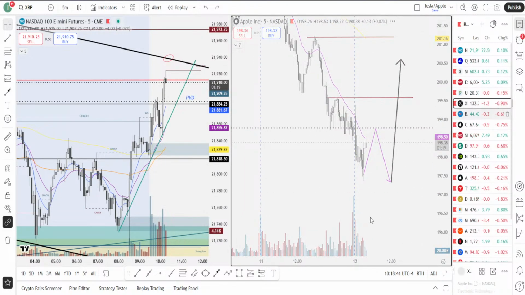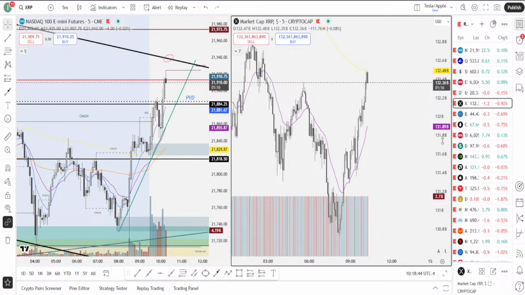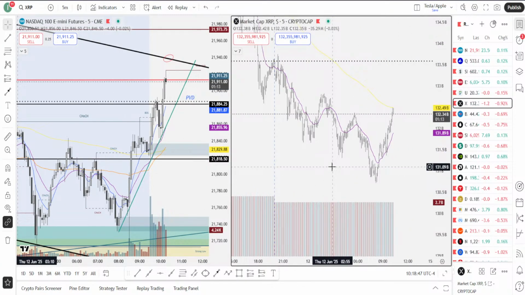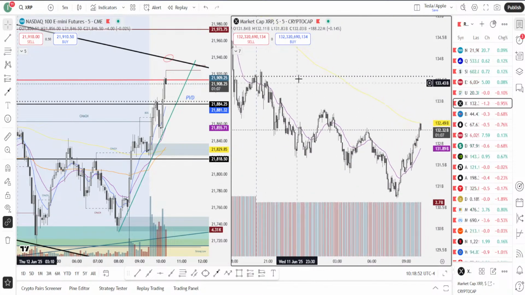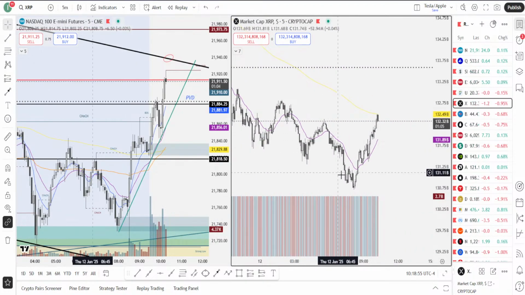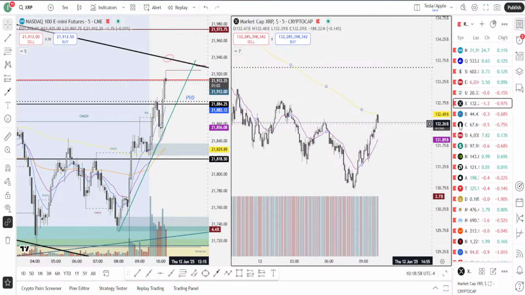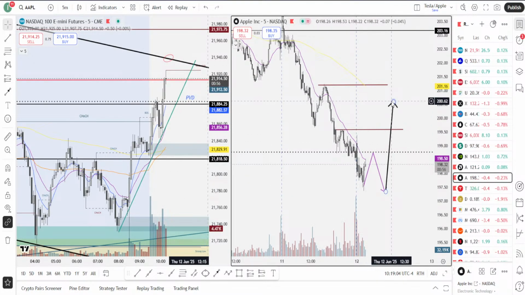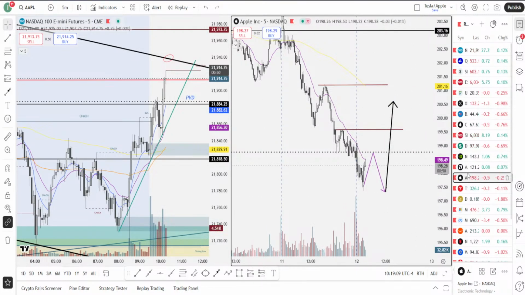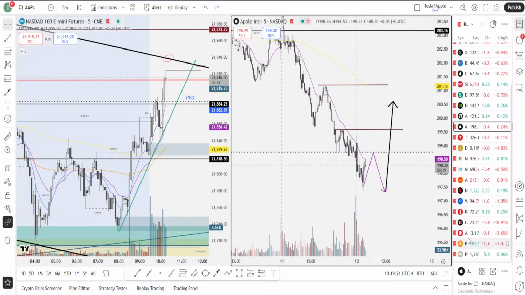Let's see, we got XRP here. It's ripping right now. So you see XRP, same thing. It's been coming down. Now it's pulling back to meet with the 200 EMA. It's kind of like the same thing here in Apple. It's been coming down. It's probably going to eventually pull back and meet with the 200 EMA, and then probably either push higher or lower from there. Let's see what else we got here. Any interesting stocks?